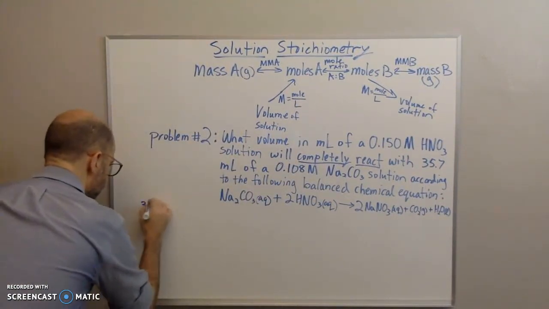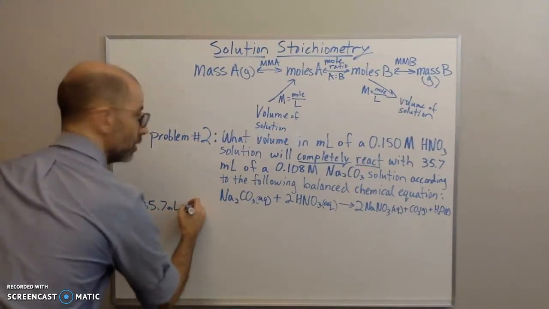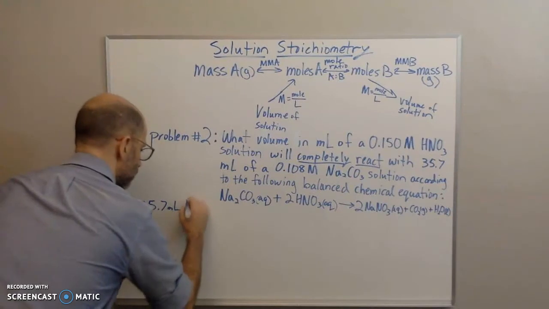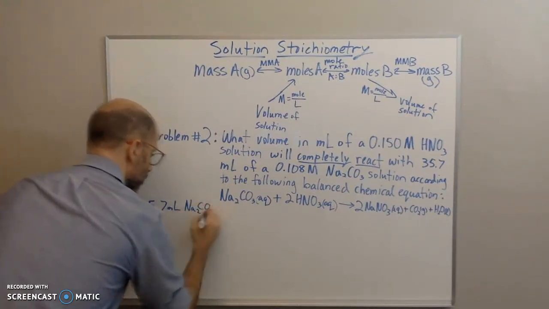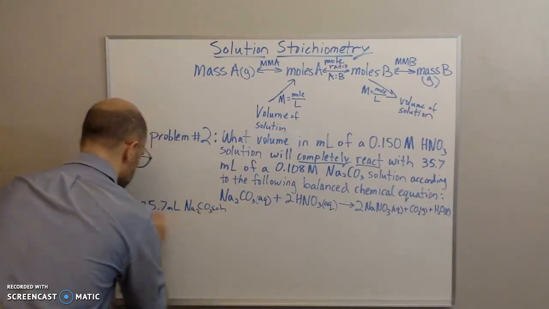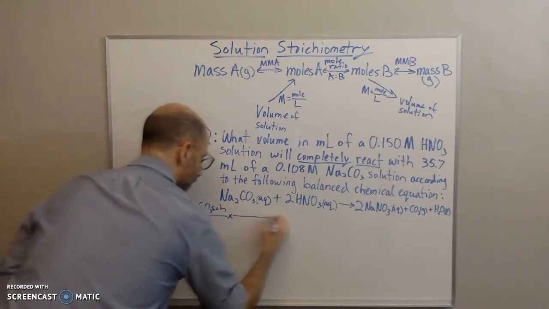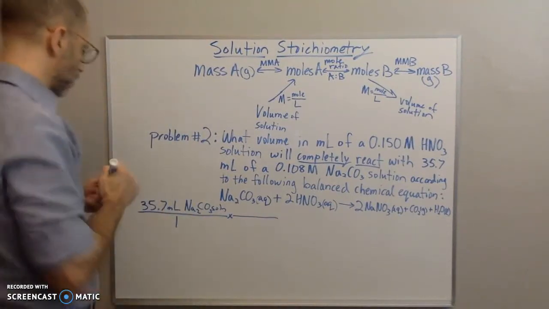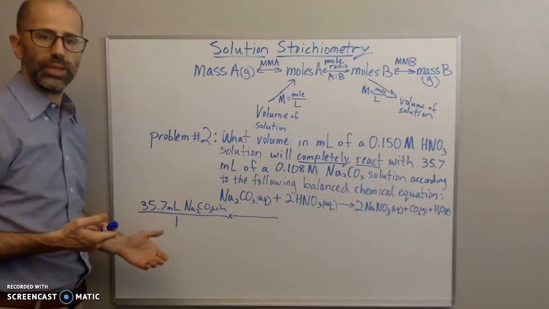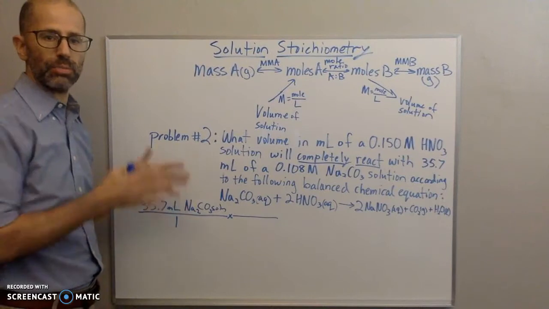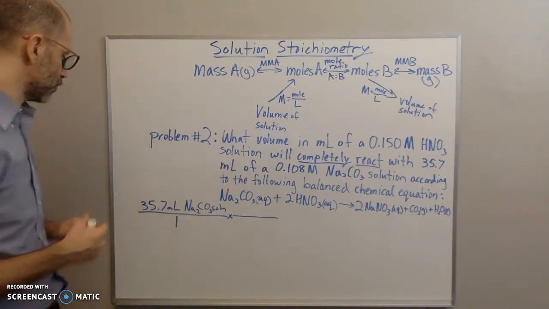35.7 milliliters, and this is the sodium carbonate solution. Okay, and we're going to put that over 1. And then now we need to convert. We can't use molarity until we get to liters, because the molarity is moles of solute per liters of solution. So we need to convert this to liters first.